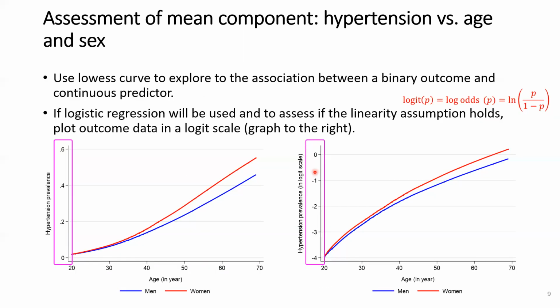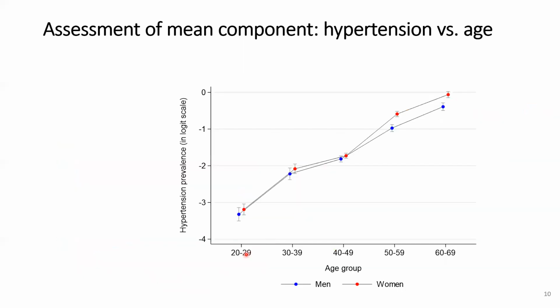Since the association doesn't look linear between age and hypertension prevalence, we may think about categorizing, using age category instead of including age as a linear term. Another option is to include a quadratic term of age, but this time we are going to use categorical age. So this is how it looks like. I think it's okay to me.